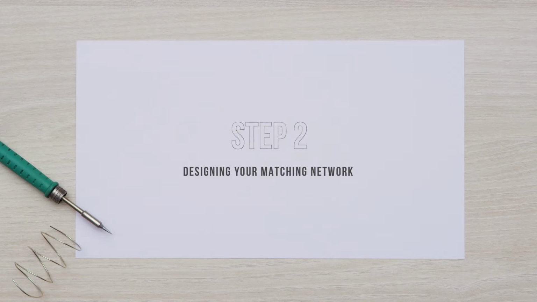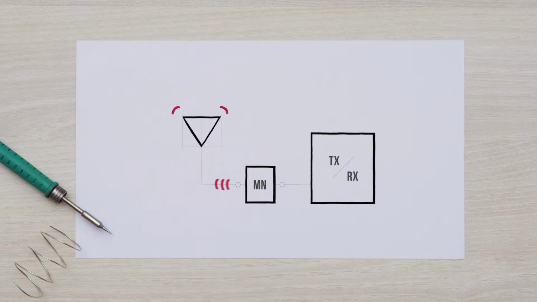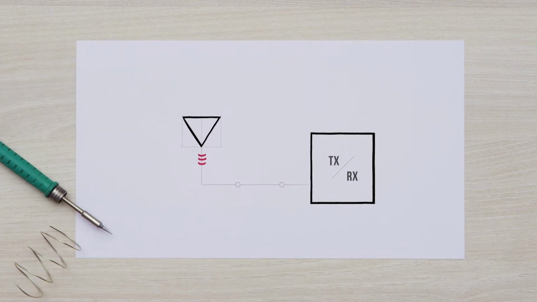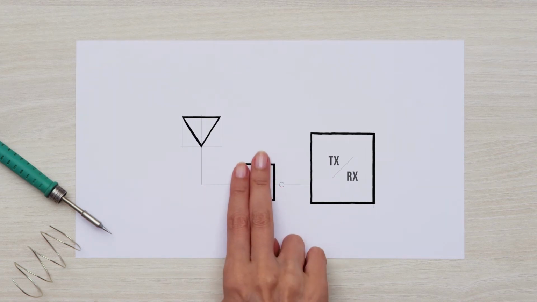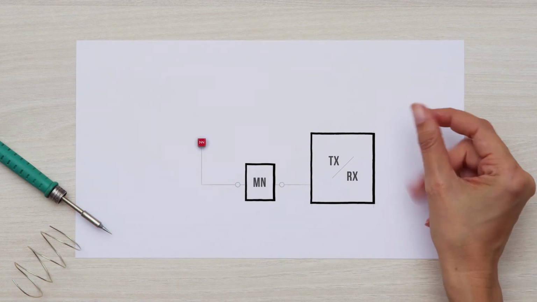Step 2. Designing your matching network. Many antennas need a matching network. Why? Simple. Without it, your antenna would reflect some radio waves back. Here, we'll learn how to design a matching network to optimize the transfer of energy to the antenna component.